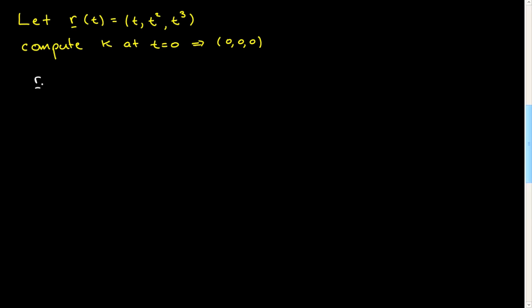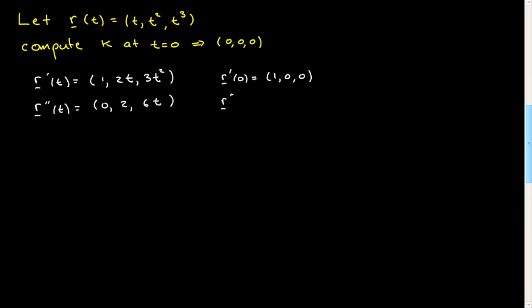We need r prime. We then need to differentiate again. And now we're pretty much finished differentiating. We just need to evaluate these at the point in question. So we need r prime of 0. We need r double prime of 0. We're also going to need the modulus of r prime at 0, but that's just 1. And with these three quantities, we can now get the curvature.